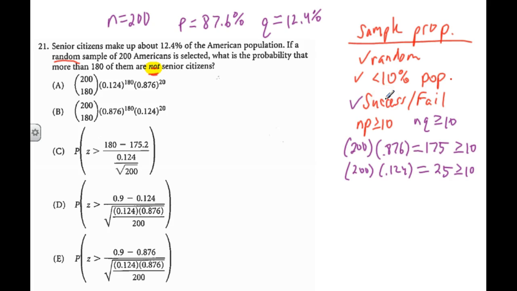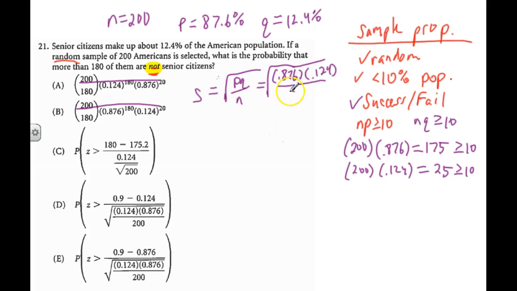So it is sample proportions here. We're really not looking at the binomial stuff here. That's more binomial. So I will use the formula for standard deviation for proportions, which is the square root of PQ over N. If you do that, this would be the square root of 0.876 times 0.124 divided by 200.